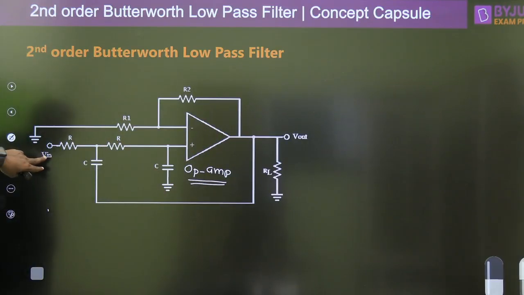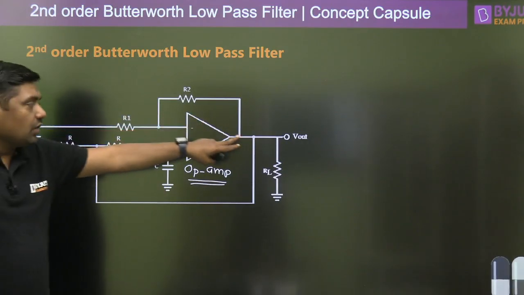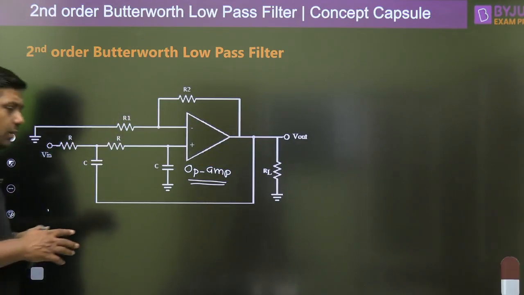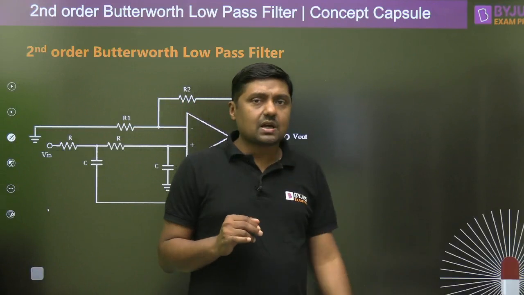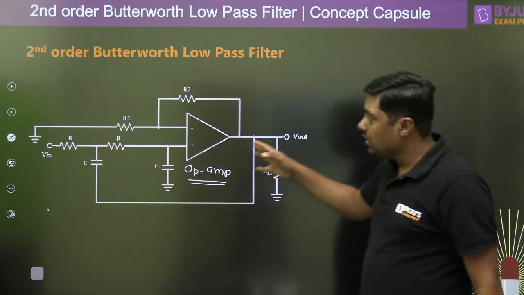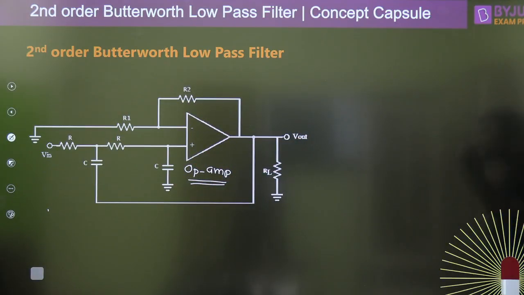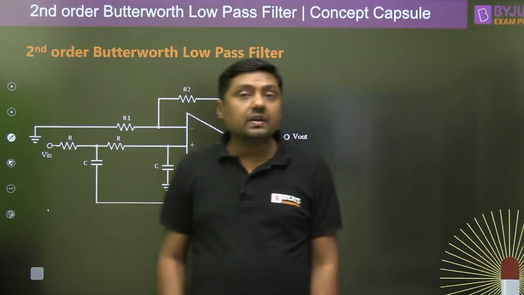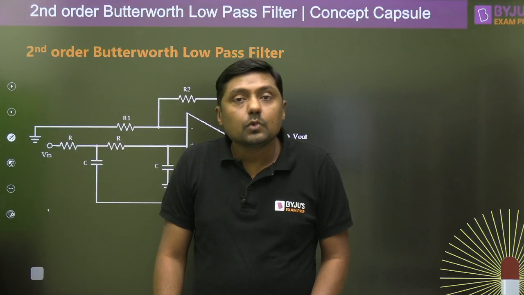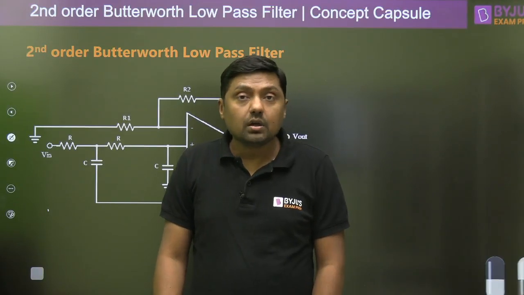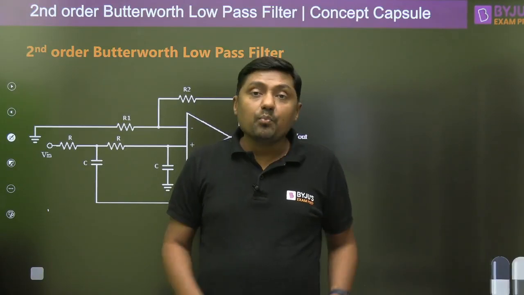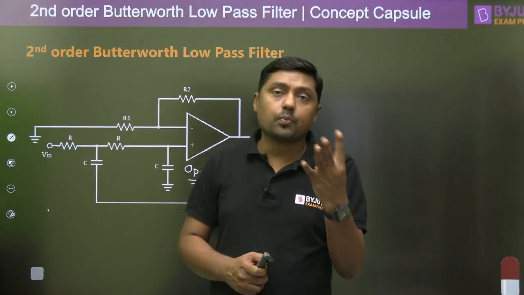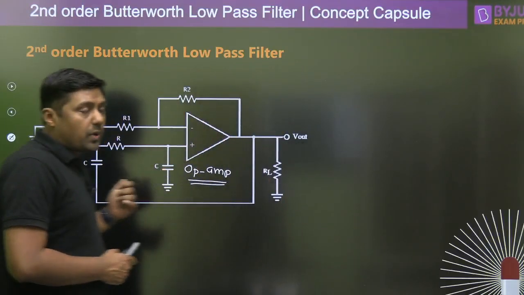Now here I am connecting the V in, here I am going to take the V out. This is a second order Butterworth low pass filter. What will be the question in a number of competitive exams? They will give you the diagram and simply they will ask, what is this? There may be 4 options: second order low pass filter, second order high pass filter, band pass filter, all pass filter. It is a second order low pass filter.